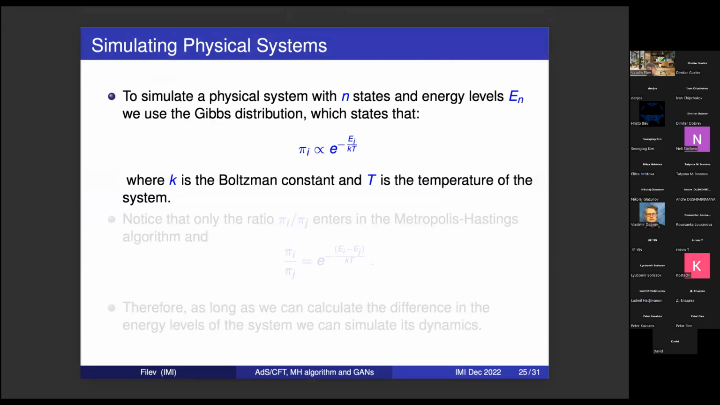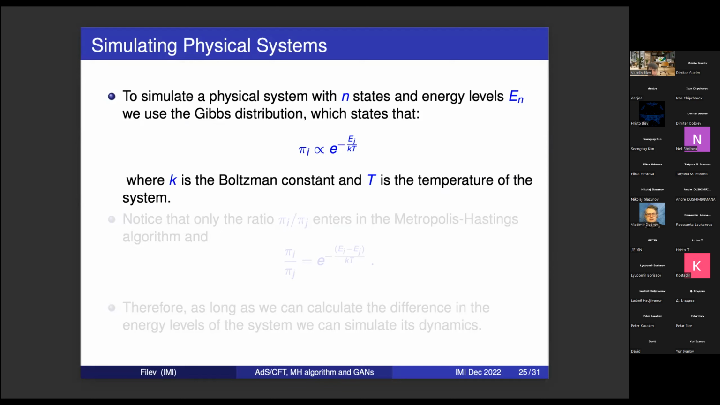So how do you simulate a physical system? Well, consider a physical system with n states and energy levels, En. And we use the Gibbs distribution, which states that the probability to be in a given state is e to the minus the energy of that state divided by the Boltzmann constant times temperature. So these are the entries in the stat sum that we have in statistical mechanics, in statistical physics.